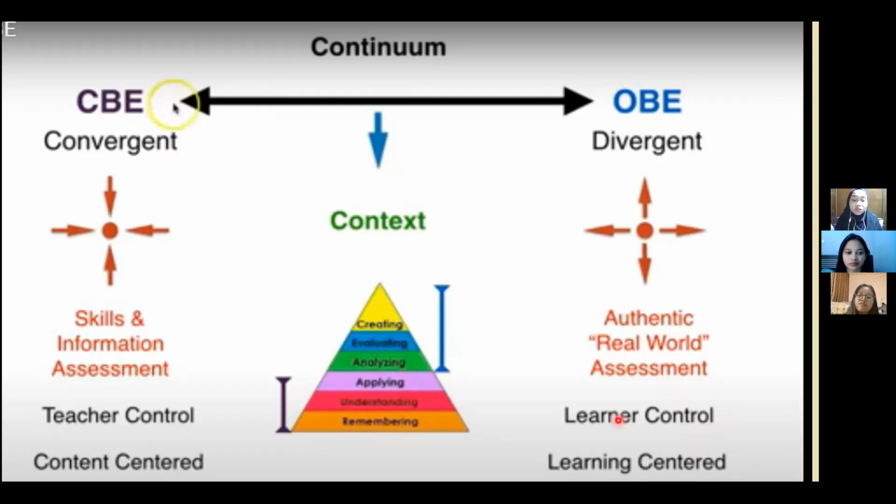If you see in the middle, you will see the Bloom's taxonomy concept. In CBE, or competence-based education, it deals with remembering, understanding, and applying, or in other words, lower order thinking skills. While in OBE, it deals with analyzing, evaluating, and creating, or in simple words, higher order thinking skills.